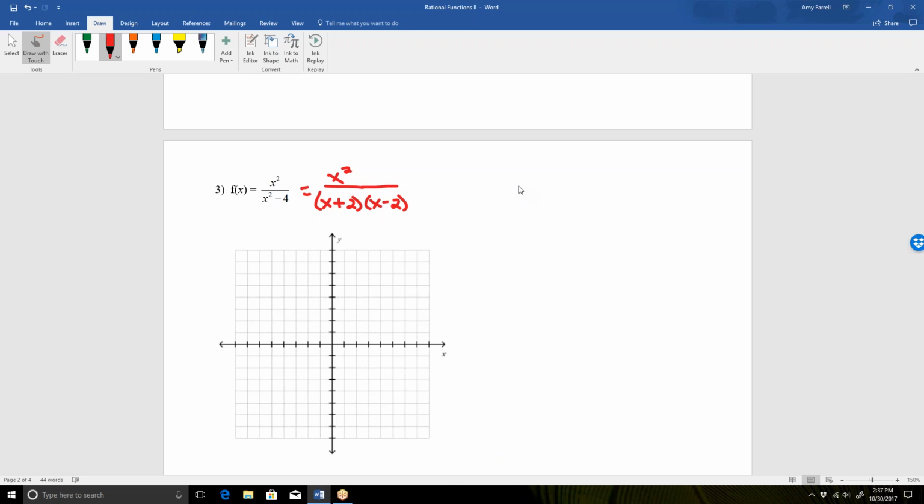To find my x-intercepts, I need to find the zeros of the numerator. And so I'm going to set x squared equal to 0. This means x equals 0. So our x-intercept is (0, 0).